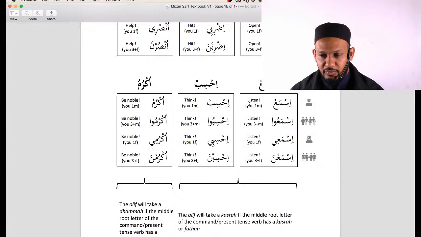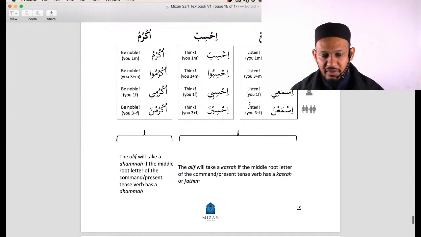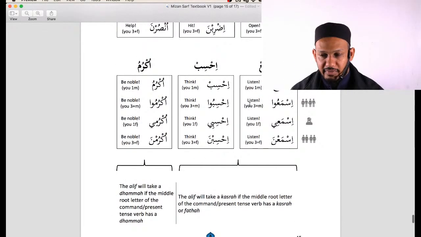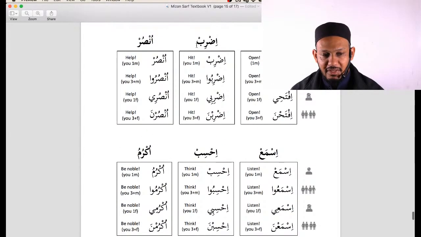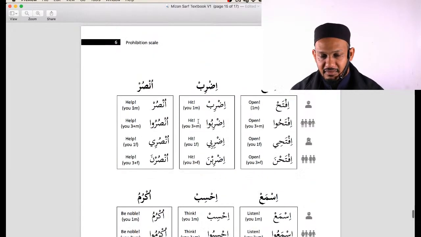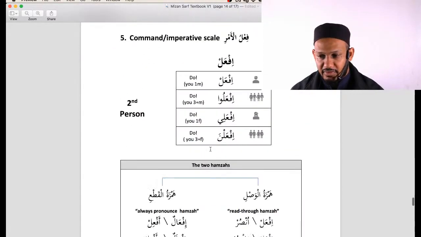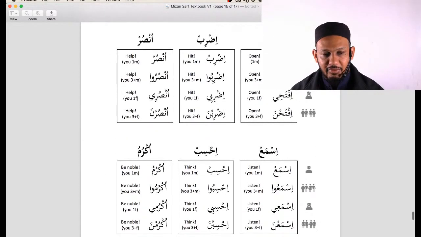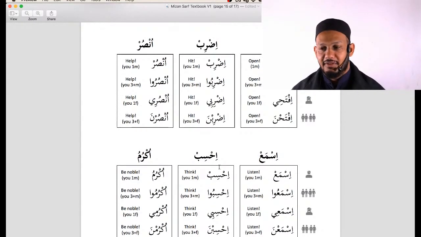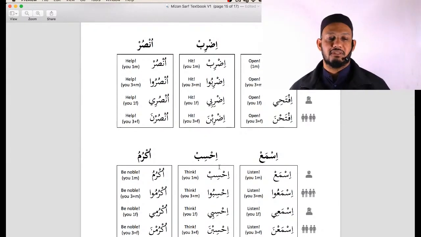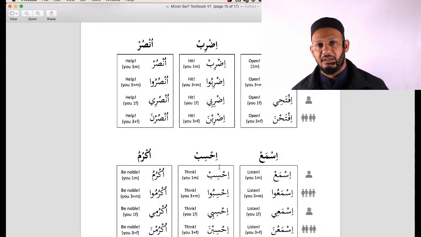So for homework, I don't have an exercise for you to do. I want you to memorize these 6 plus, obviously, the if'al one. I want you to actually write this out. Write out these 6 scales and memorize them. Okay.